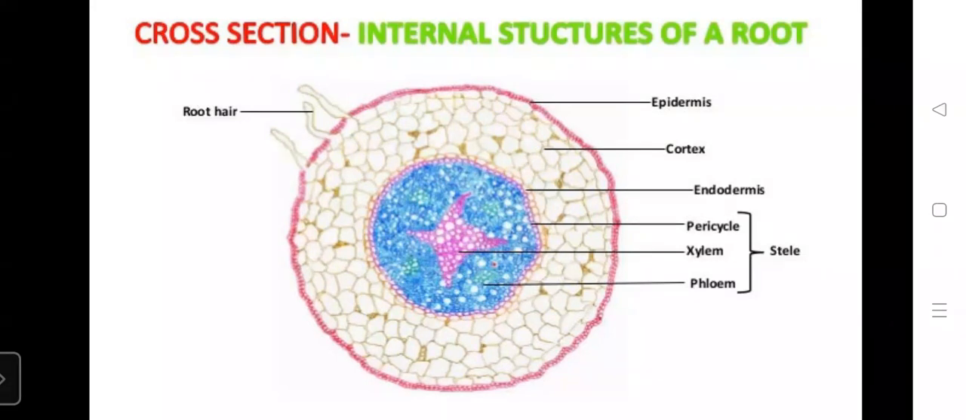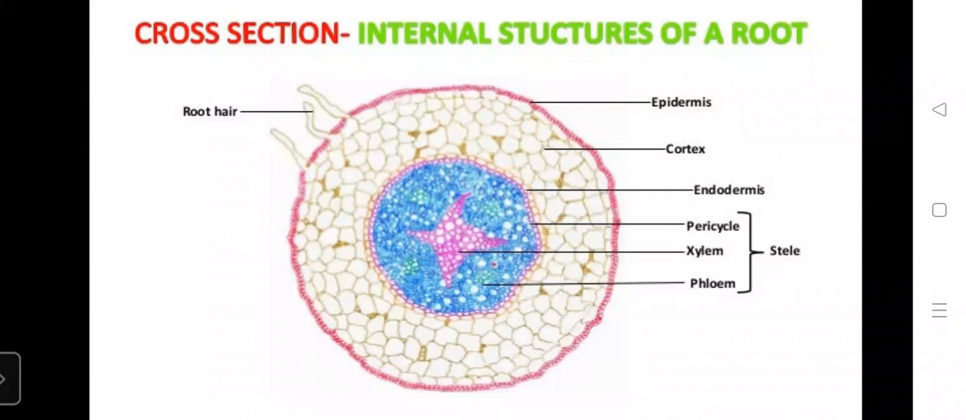In some plants, we observe that some narrow parenchymatous pith is there. The xylem bundles vary in number from 2 to 6. They may be diarch, triarch, tetrarch, pentarch, or hexarch.